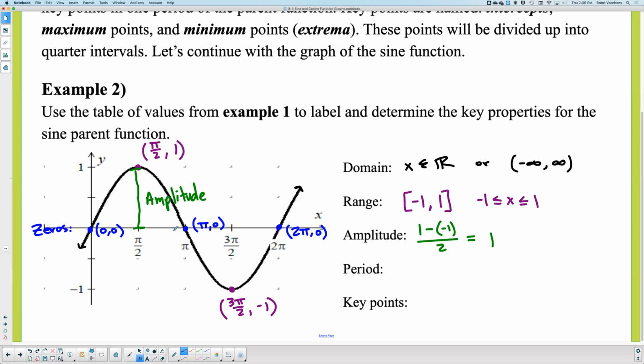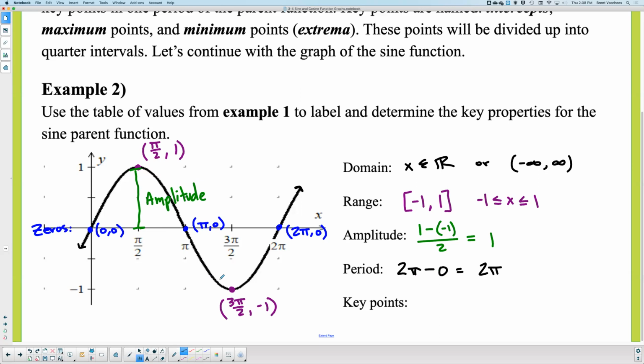This zero, the graph is decreasing. We need a zero where the graph is increasing. It'd be this one. So the math is the later x minus the earlier x from the previous period. So it's x minus x. What's 2 pi minus 0? 2 pi. That's the period of sine. It'll also be the period of cosine.